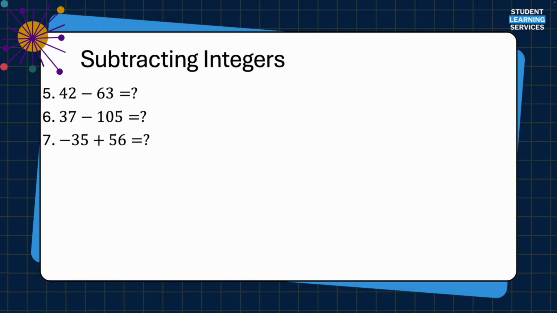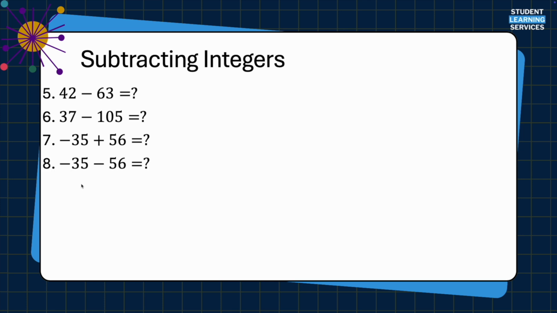Special example, negative 35 plus 56. If you see a negative number in front, but then adding something, we can actually swap them. We can write this as 56 minus 35. And what is that equal to? This is equal to 21. That's the final answer.